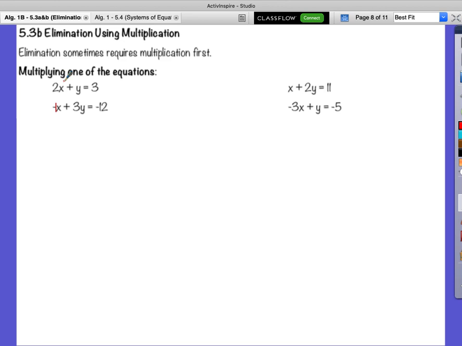Here's the thing. Have we ever been okay with just multiplying one little thing? No, what have we always had to do? Multiply the whole thing. So we have to multiply this whole equation. We don't have to multiply the top equation. That actually wouldn't help us. That'd hurt us. But we have to multiply the whole bottom equation. And we're going to multiply this whole bottom equation by 2.